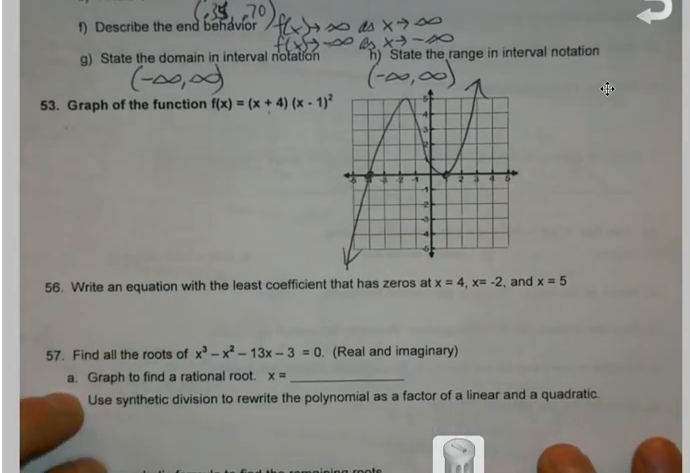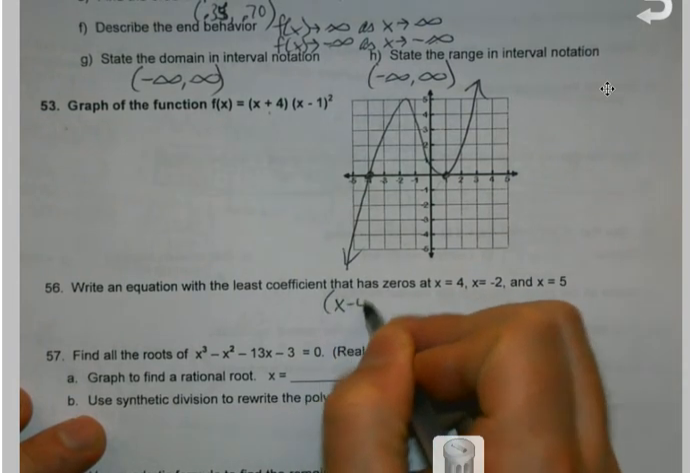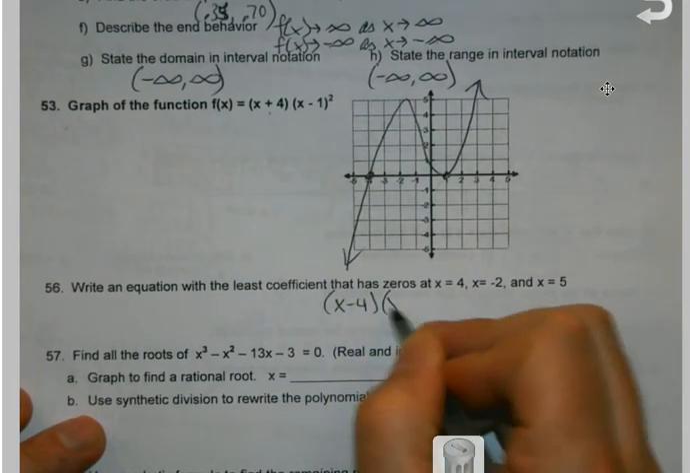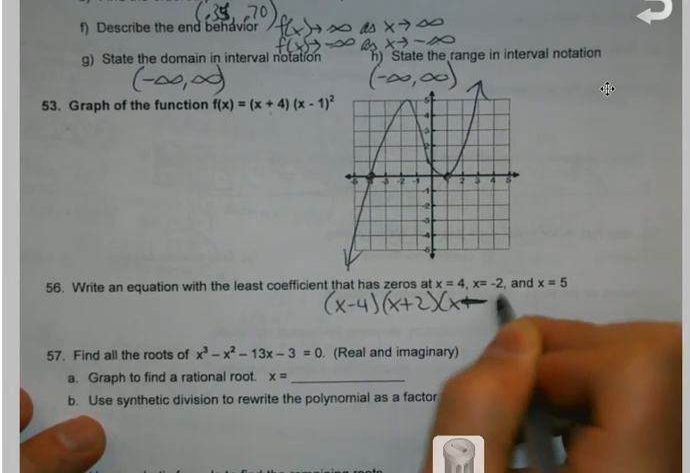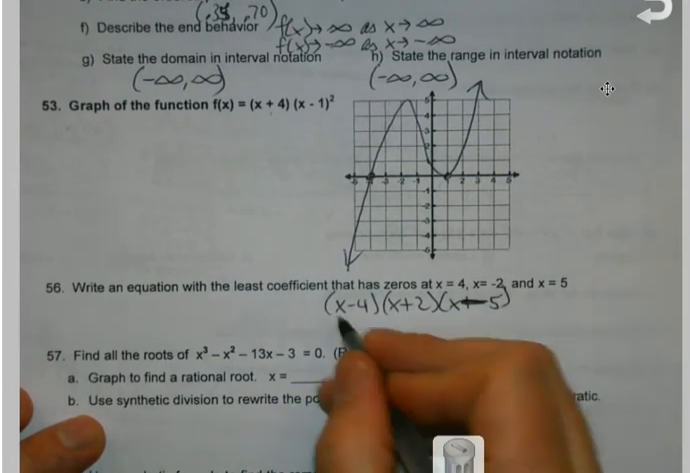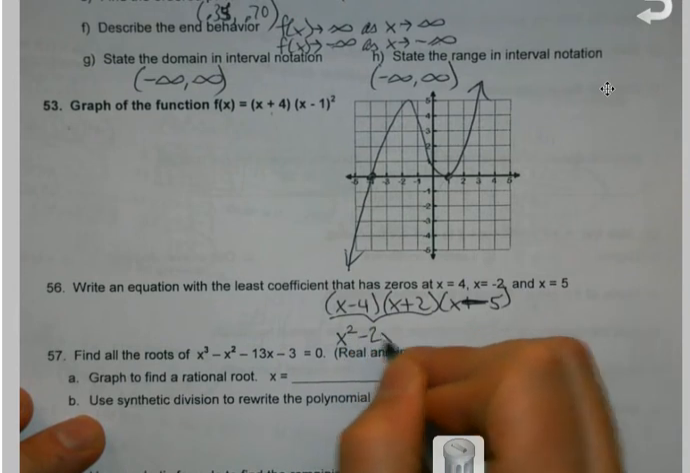Write an equation that has these zeros, okay? Again, we're making binomial terms that if I set them equal to 0, I'd get these solutions. So basically, I'm changing signs on all of these. Take them 2 at a time, FOIL them out.